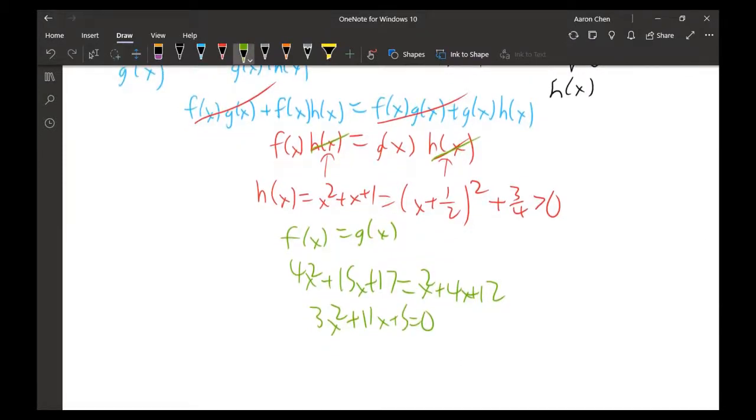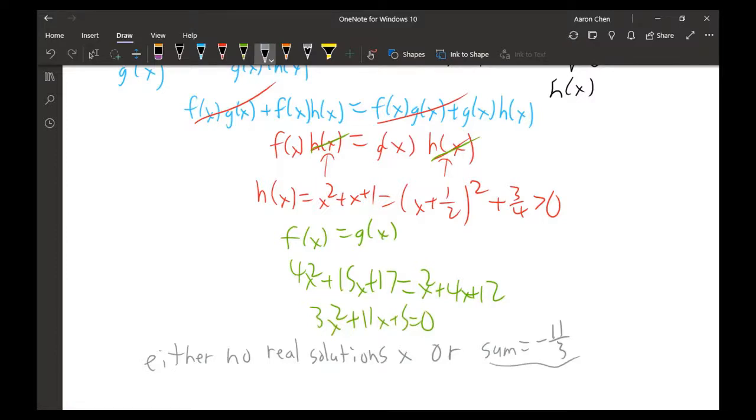Now we want to find the sum of all real x. So either there are no real solutions x, or the sum is equal to negative 11 over 3, and this is just because of Vieta's.